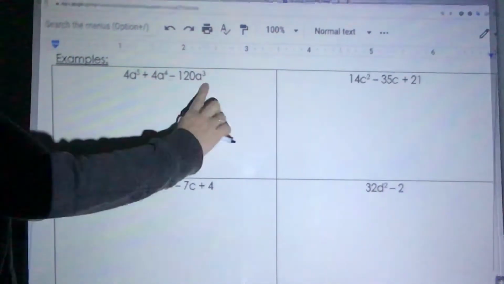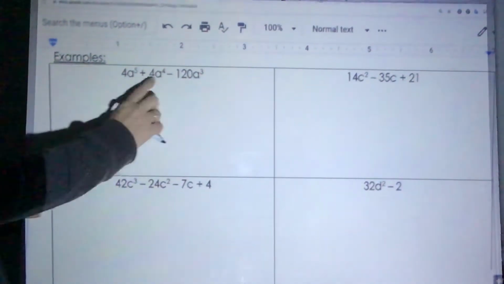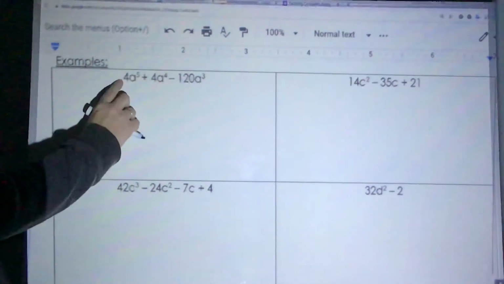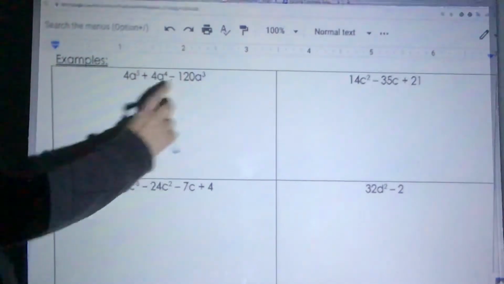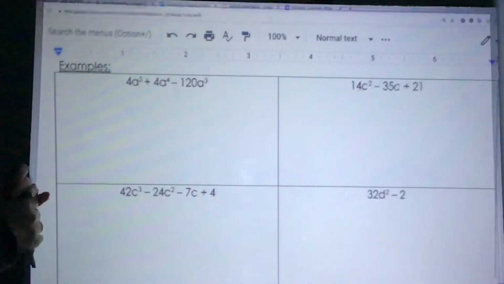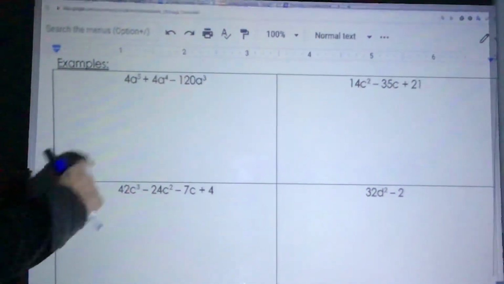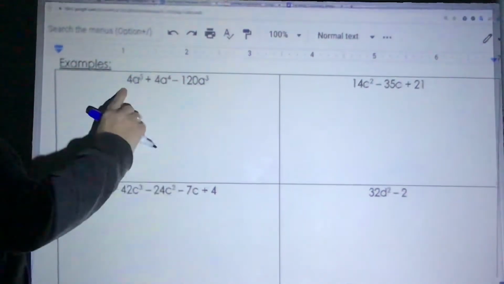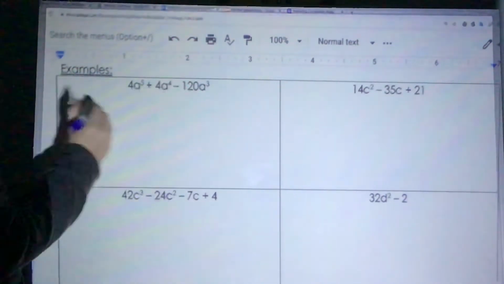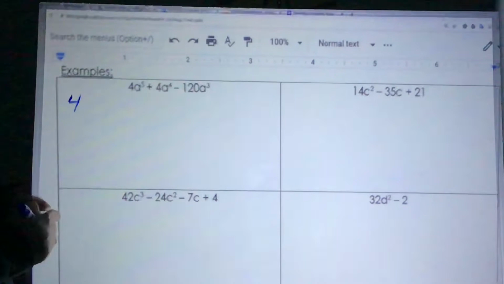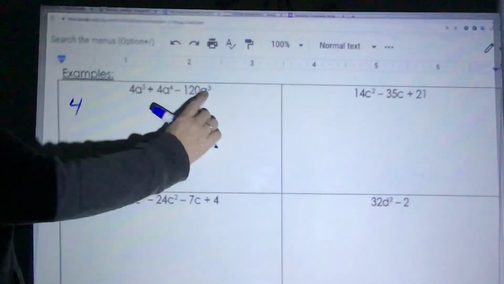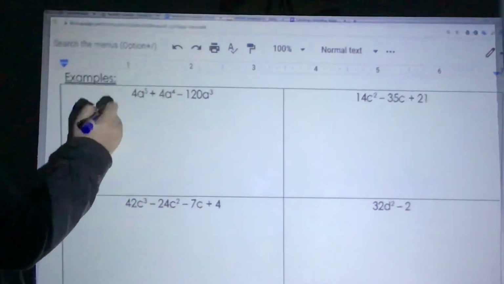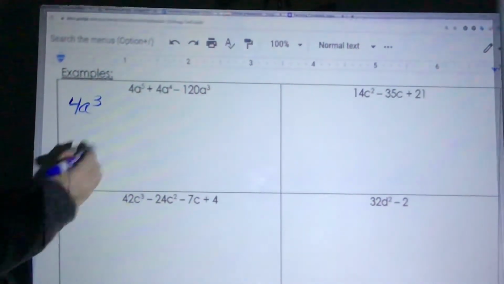Alright, so I need to factor this polynomial. It has three terms, it has a degree of 5, it has a leading coefficient of 4. It is currently in standard form. You always want things to be in standard form before you start factoring. Now I'm going to look for a GCF. 4 is the largest number that will go into all three evenly, so 4 is the coefficient. I have 5 A's, 4 A's, and 3 A's, so the most A's they have in common are 3.